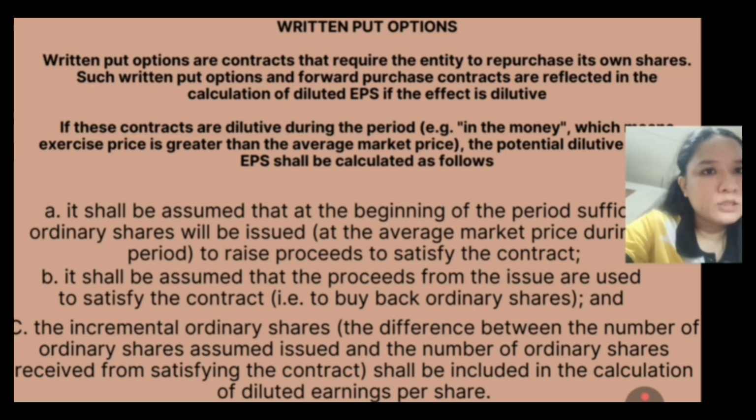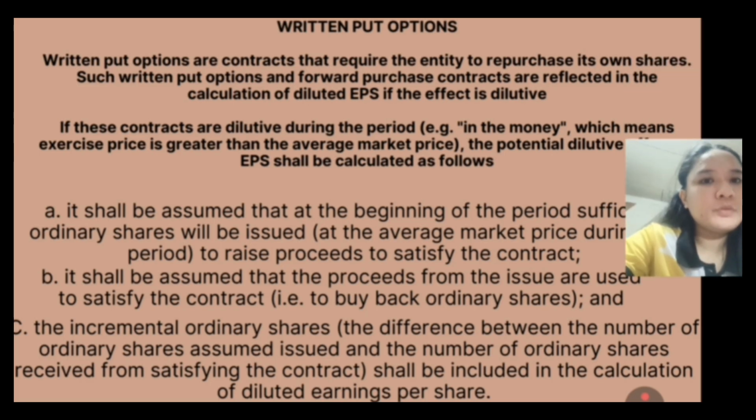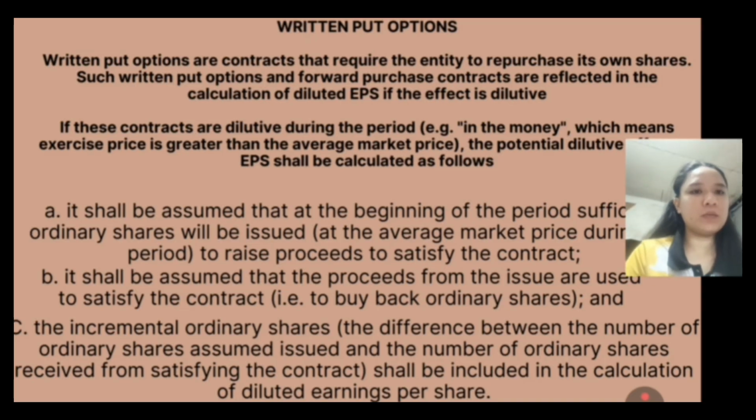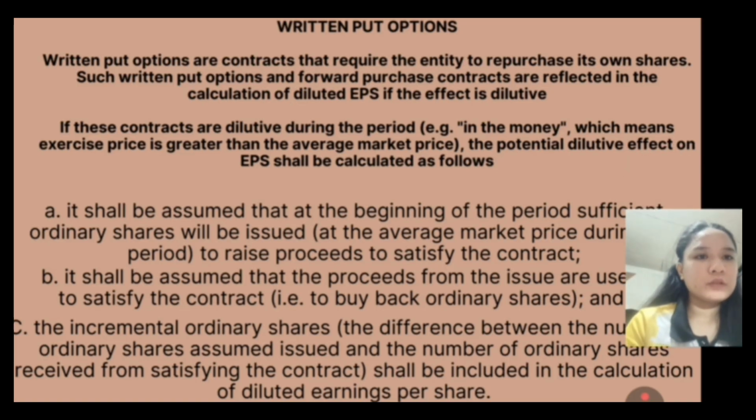And the last is the written put options. So, the written put options are contracts that require the entity to repurchase its own shares. Such written put options and forward purchase contracts are reflected in the calculation of diluted EPS if the effect is dilutive. If these contracts are dilutive during the period, the potential dilutive effect on the earnings per share shall be calculated as follows.